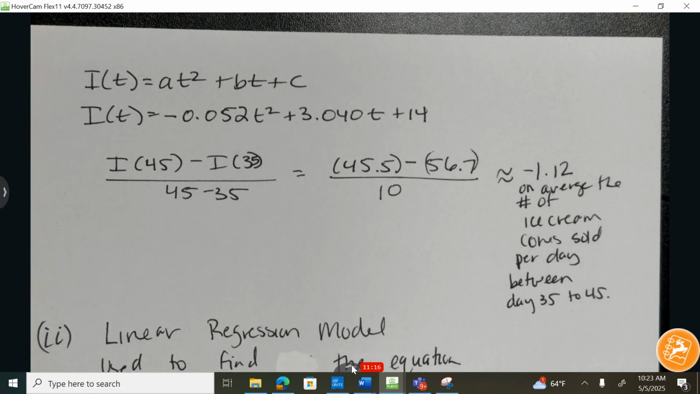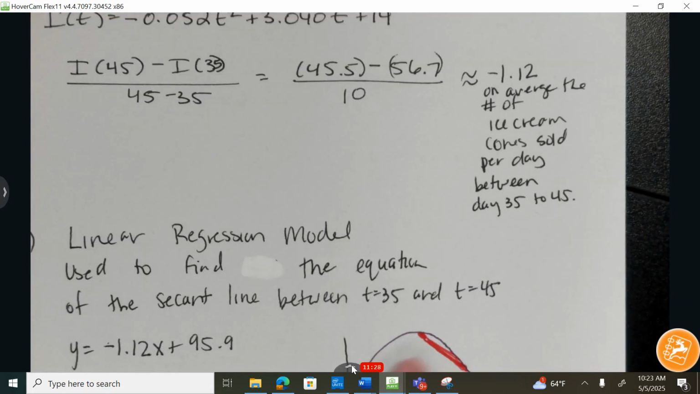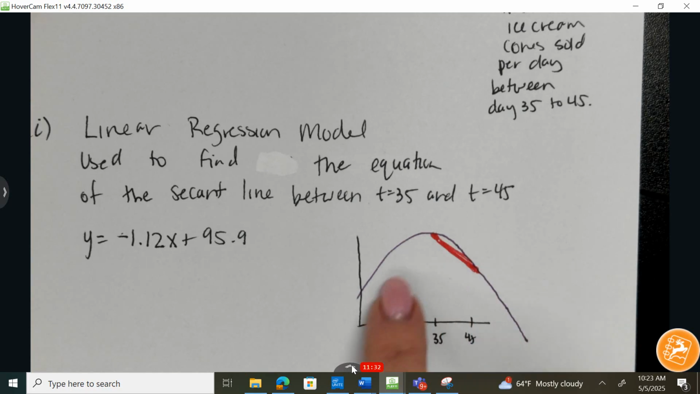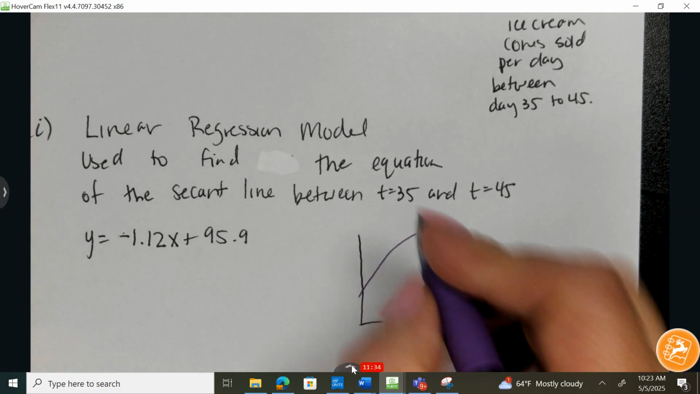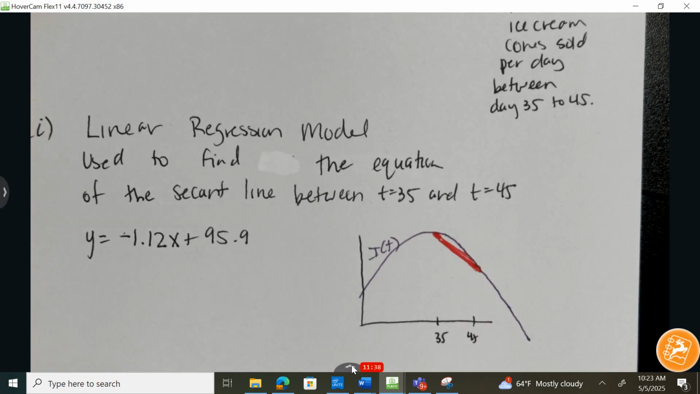Alright, here it is. The second part says use the average rate of change from part A to estimate the number of ice creams sold on day 40. So we found the average rate of change on the secant. If I look here, this is my original model. This is I of t that creates this parabola from the quadratic function.